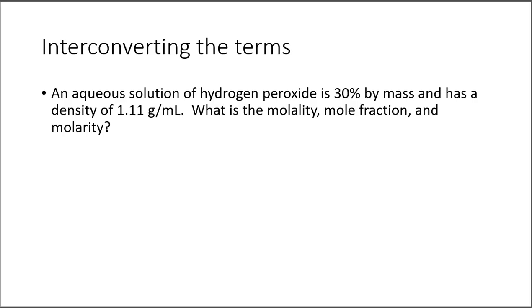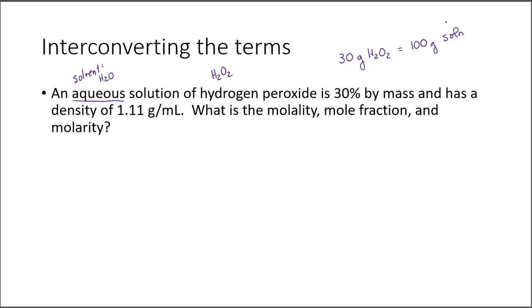We have an aqueous solution. Aqueous again means that we know that the solvent is water. Of hydrogen peroxide, and just for funsies, I know it's H2O2. You probably don't know that, but H2O2. And we know that it's 30% by mass. So that means that there's 30 grams of hydrogen peroxide in every 100 grams of the total solution. That's what 30% by mass means.